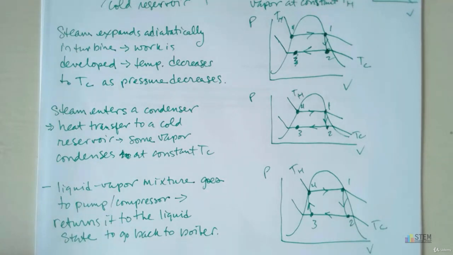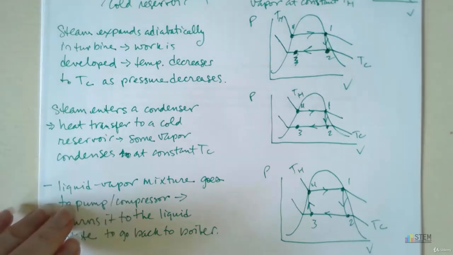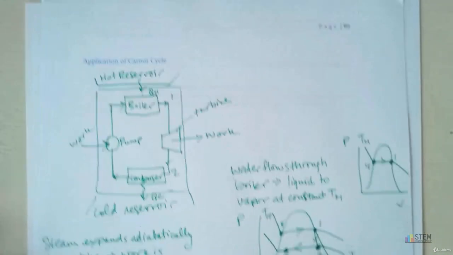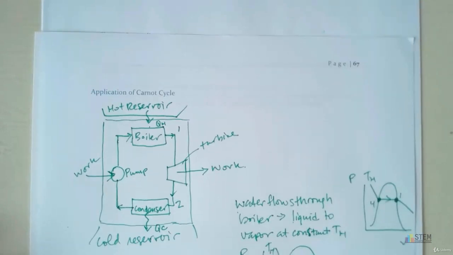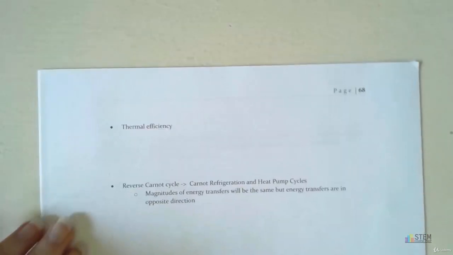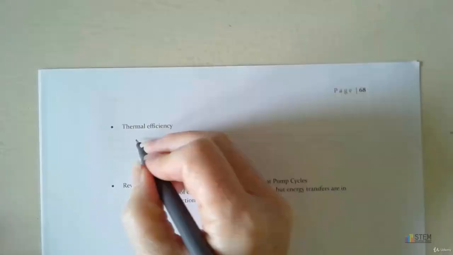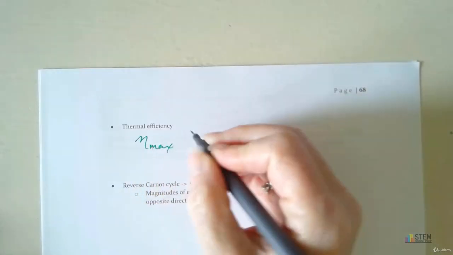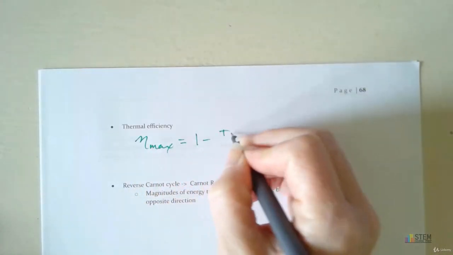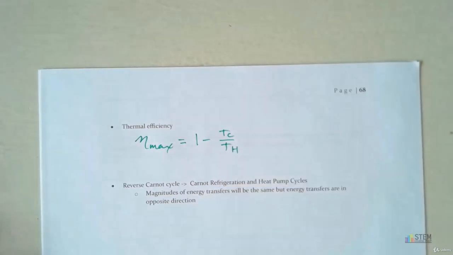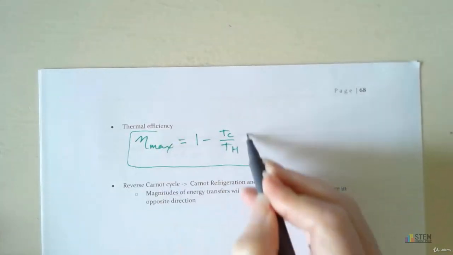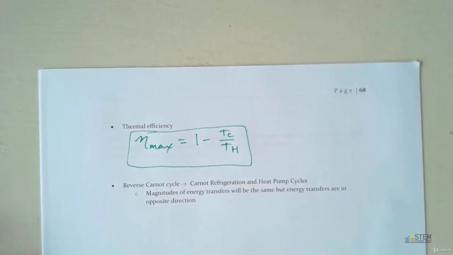And I know this video is getting kind of long, but let's talk about one more thing before we move on. Let's talk about the thermal efficiency here. When we're talking about the Carnot cycle, for the thermal efficiency, our eta max is going to be 1 minus Tc over Th. All right, so similar to what we had before.